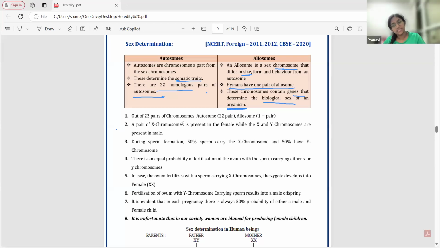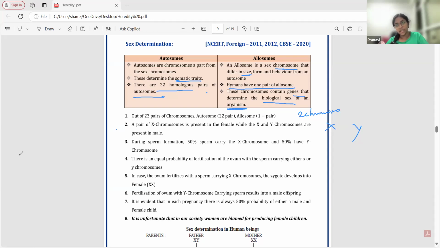So just now I told you, somatic traits means height, complexion, hair color, skin color, eye color, etc. They are common. And sex or gender determination depends completely on the allosomes, which are different, one pair of sex chromosomes, which consist of only two chromosomes. Among that, one is X and another one is Y. One is short and another one is long.